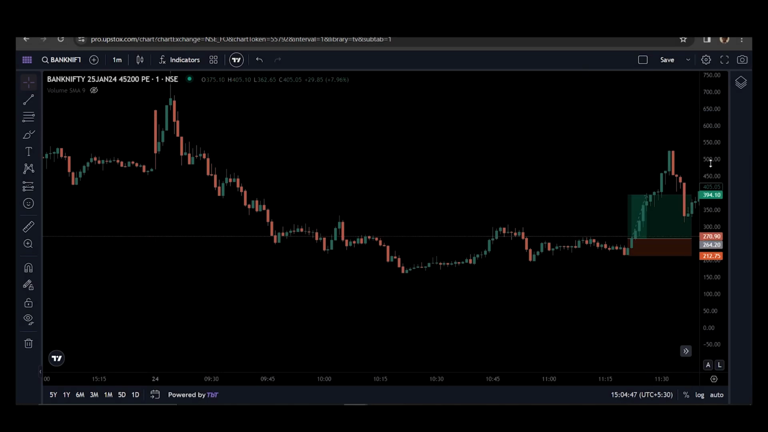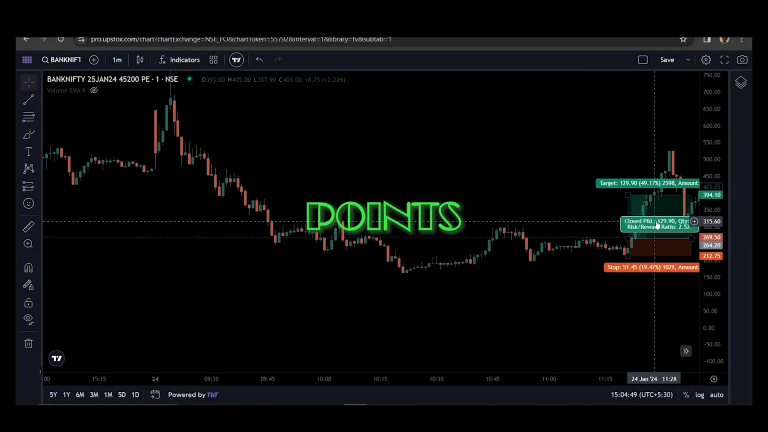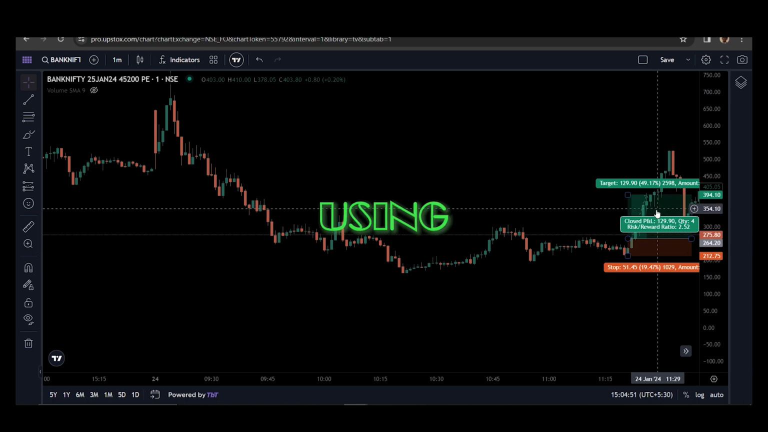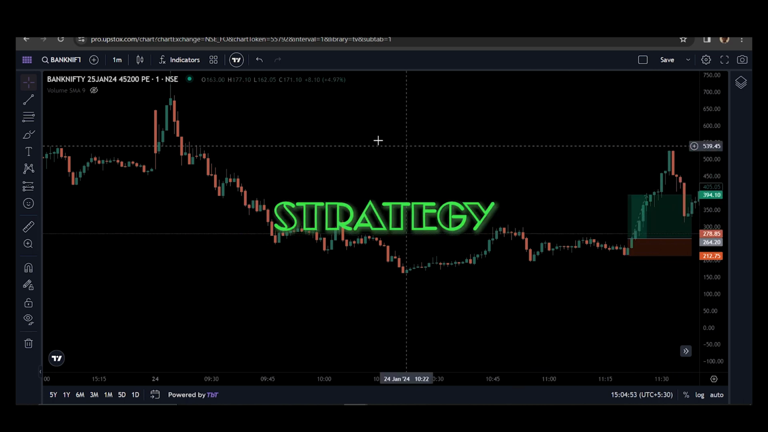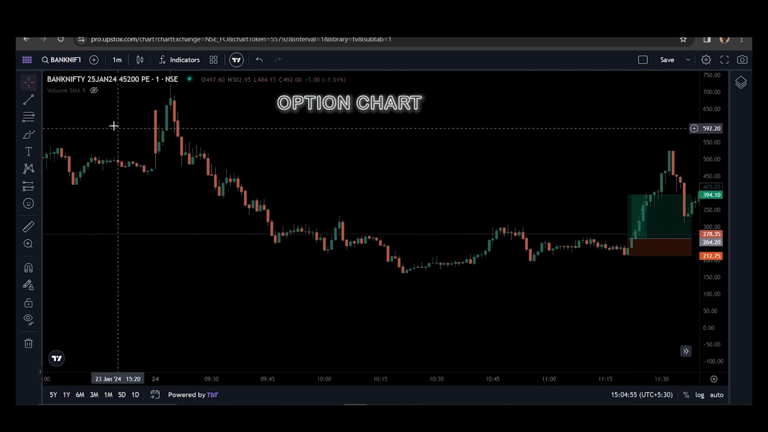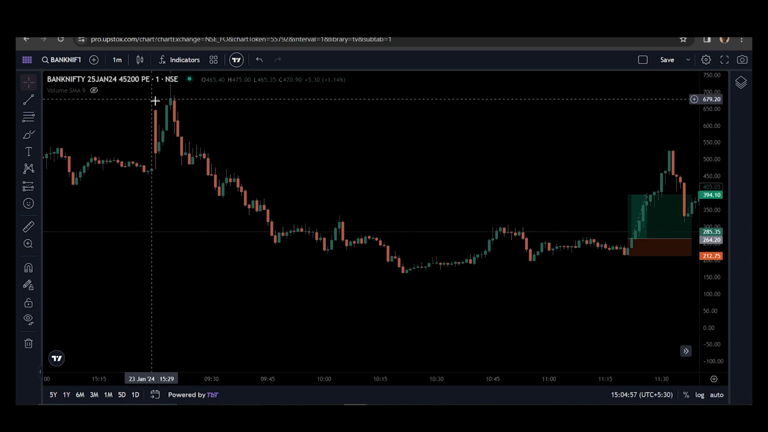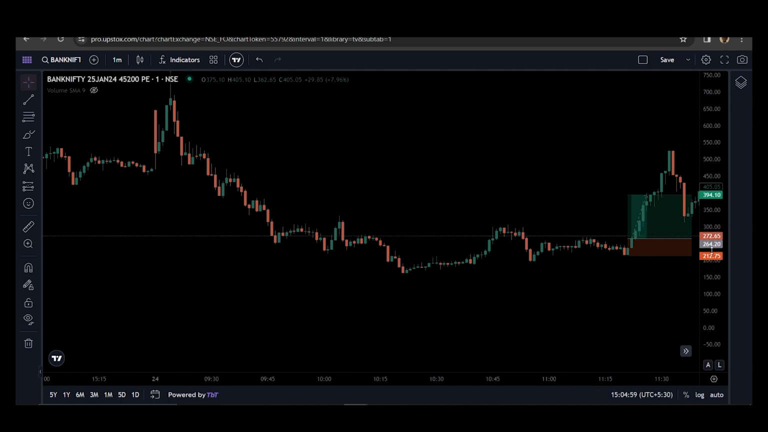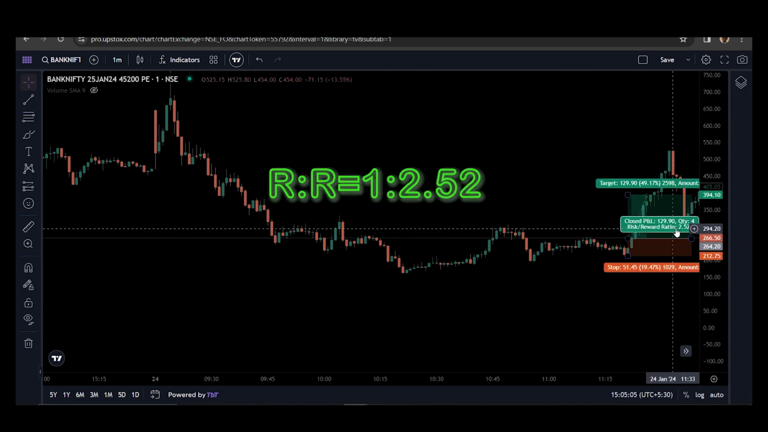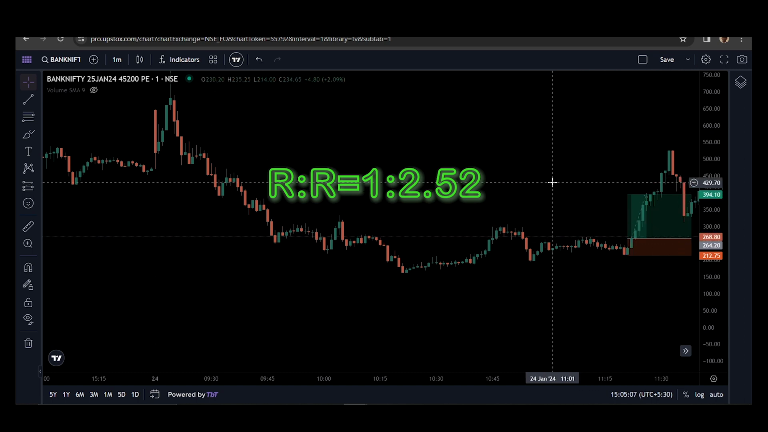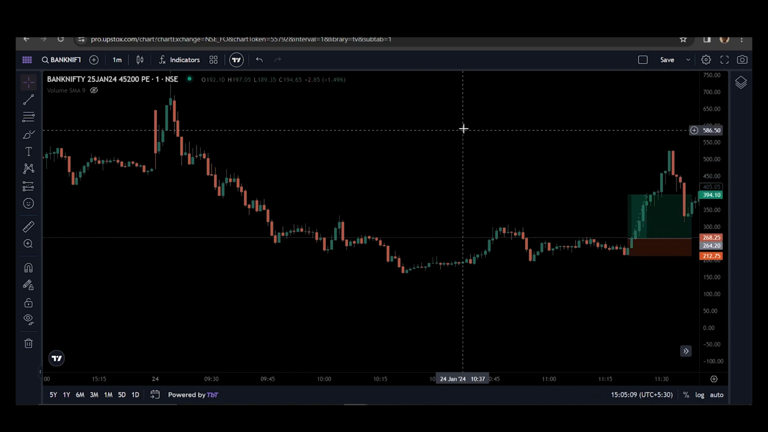Today I am going to explain how I managed to make 129 points of profit in Bank Nifty options using a simple price action strategy. This is the option chart of the Bank Nifty 45,200 put, where you can see that I placed my entry at around 264.20 and exited at around 394.10, with a risk to reward ratio of 1:2.52. I will be attaching the screenshot of my entry and exit.